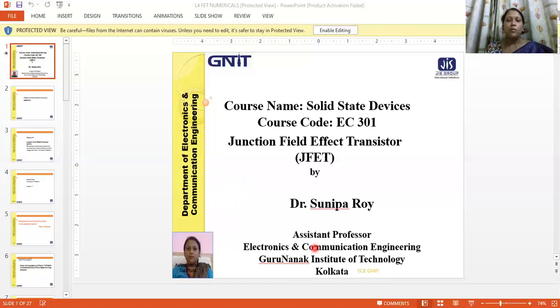So this reading suggests that the FET is of P type. Moving to our next slide, this is problem 3.